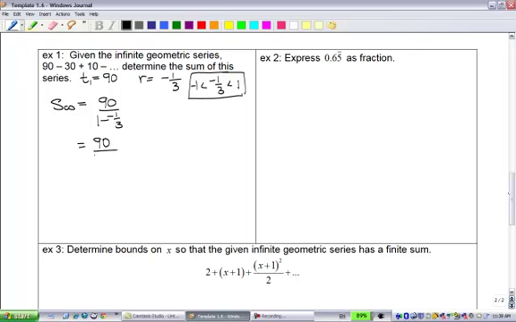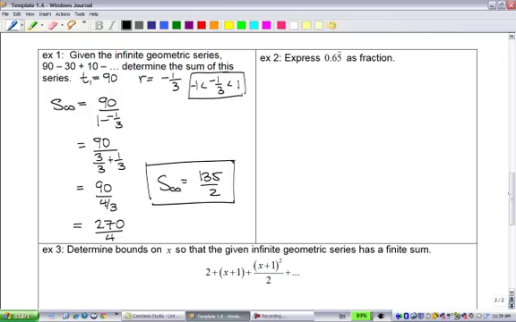which is 90 over, well, we need to find a common denominator, and we're adding 1/3. So 90 over 4/3. And if we invert and multiply, because we're dividing by a fraction, we get 270 over 4. And that happens to reduce to 135 over 2, which is a great number. So a pretty simple application of sum infinity, simply using the formula T1 over 1 minus r.